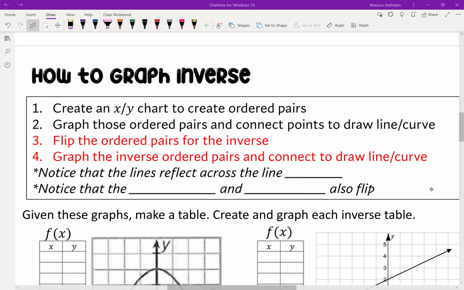Notice that the lines reflect across the line y equals x. That's the axis of symmetry. Also, notice that the domain and range also flip. The domain becomes the range of the inverse. The range becomes the domain of the inverse.